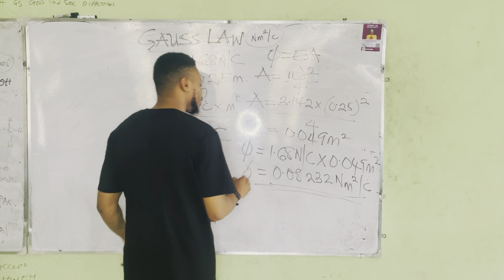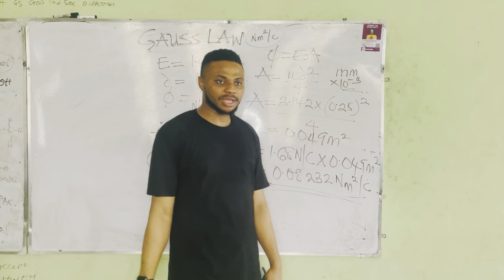So one thing you need to understand is that sometimes the diameter of the wire, or the diameter given to you in the question, can be in millimeters. Don't forget that milli is times 10 raised to power minus 3. Don't forget that. Alright, so now let's look at another question. Let's delve into another question.